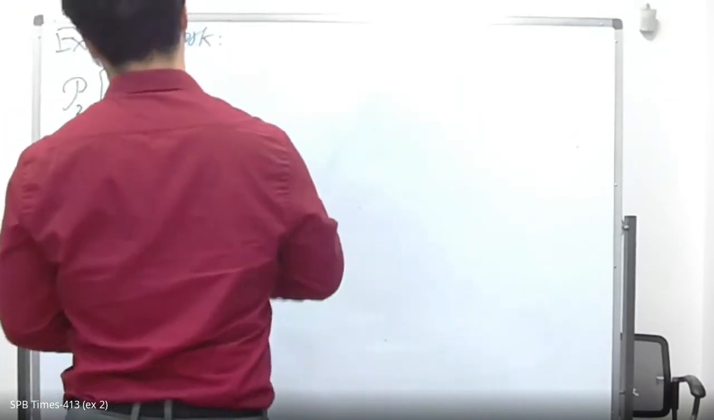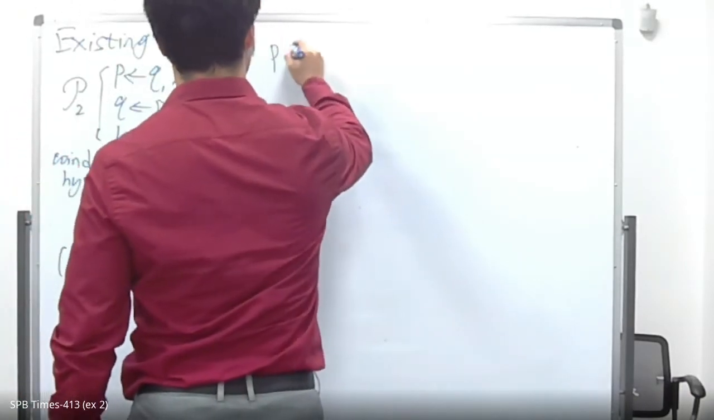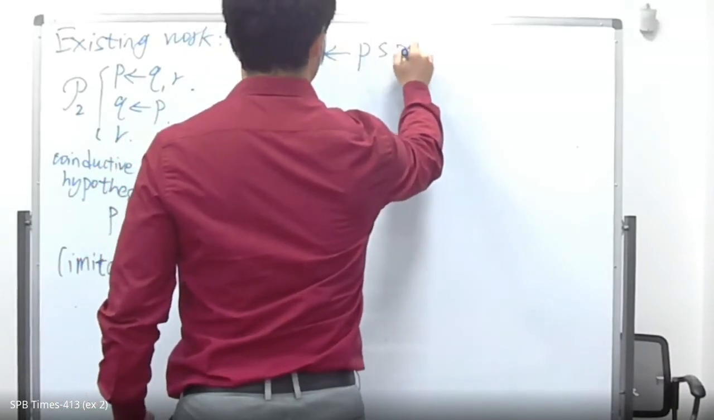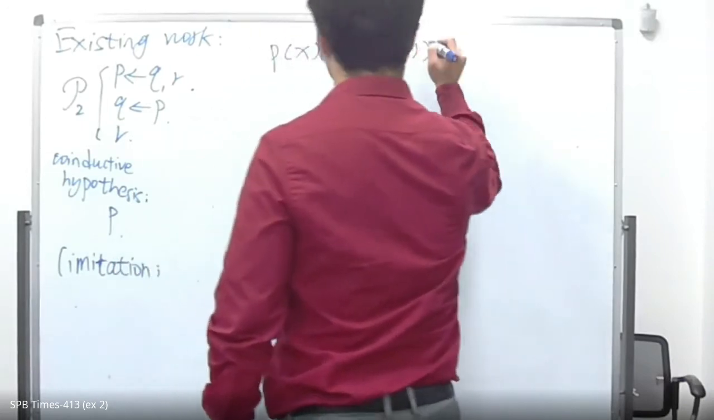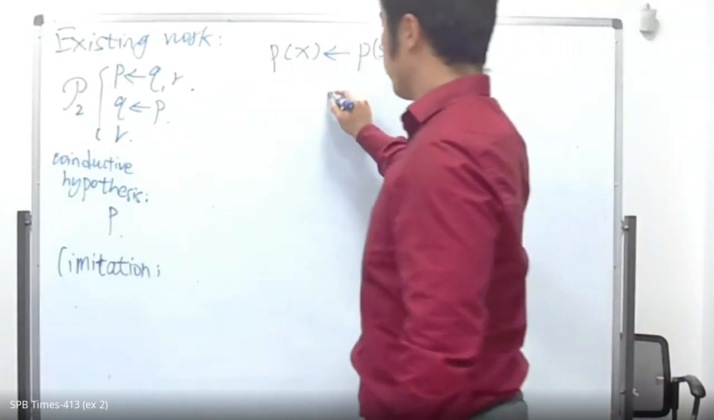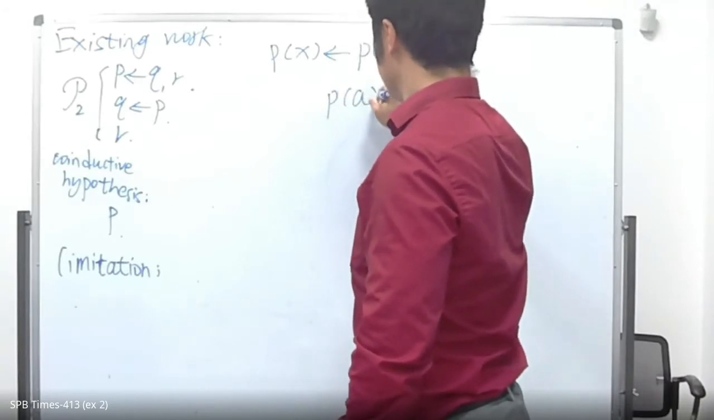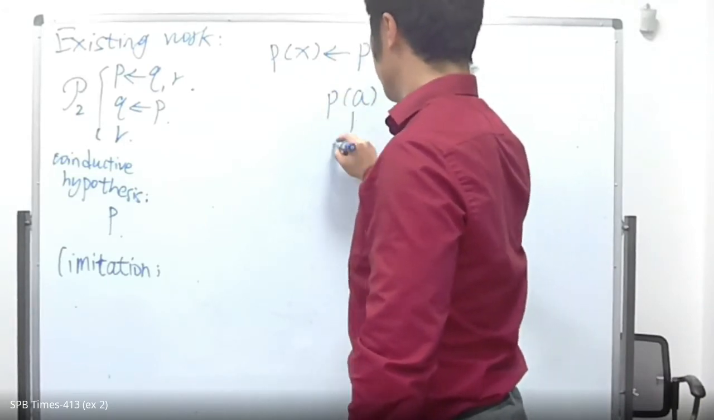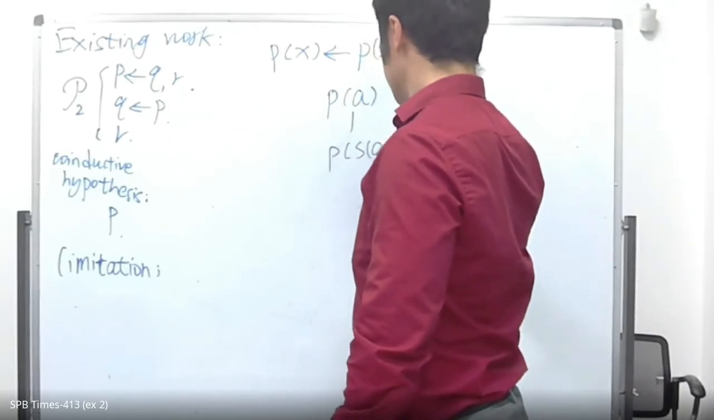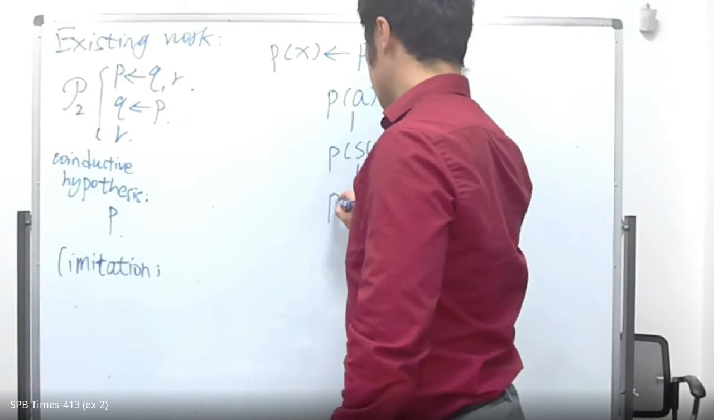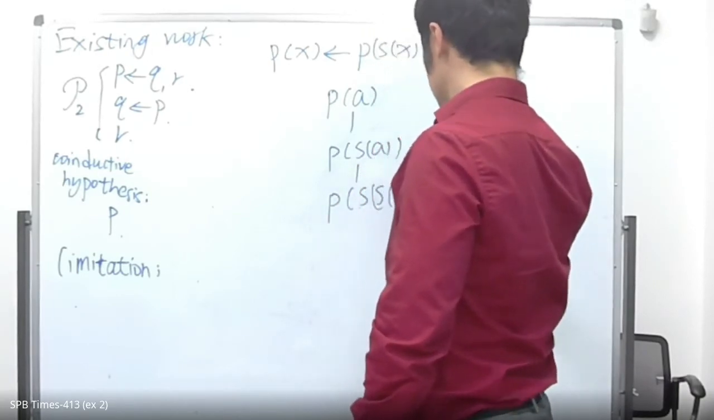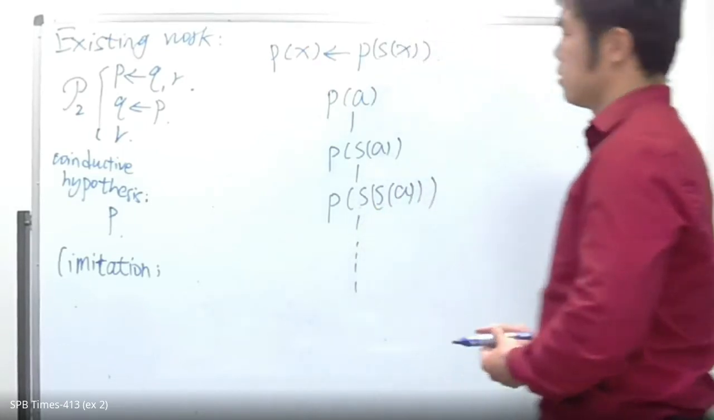What's the limitation of this approach? Consider a program: P(x) is implied by P(S(x)). Now, if we want to prove P(A), using this rule, the next goal is P(S(A)), and the next goal is P(S(S(A))), etc.